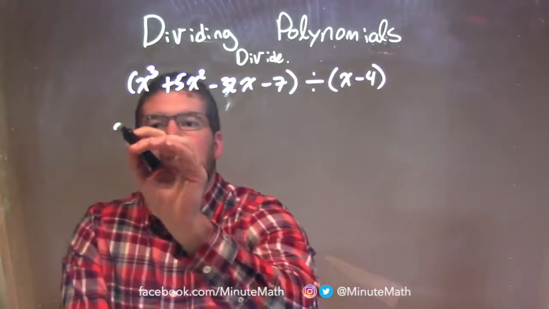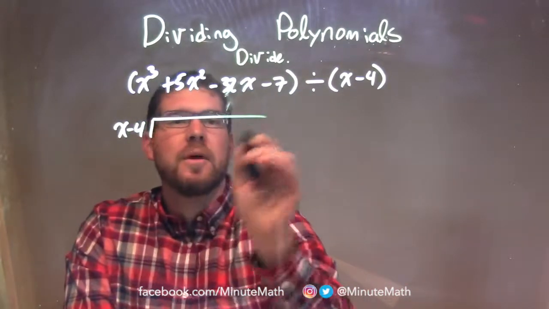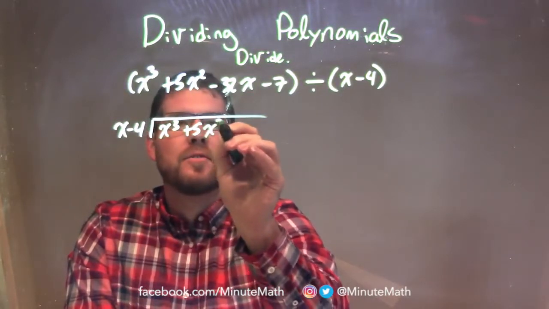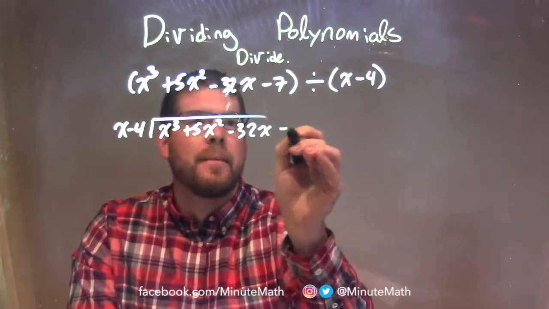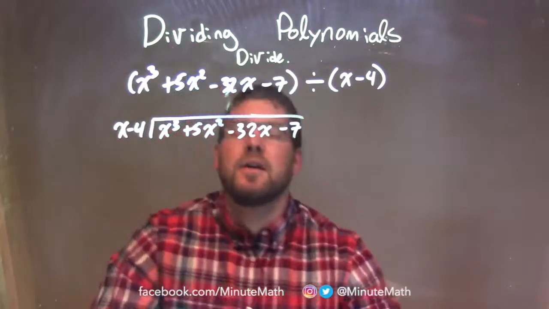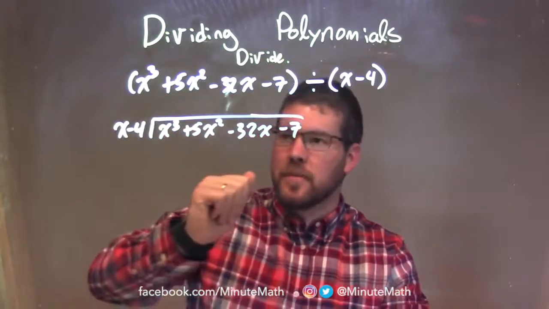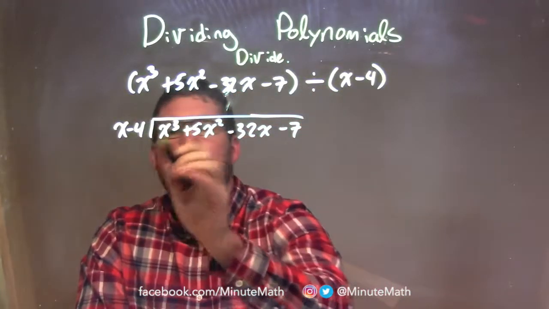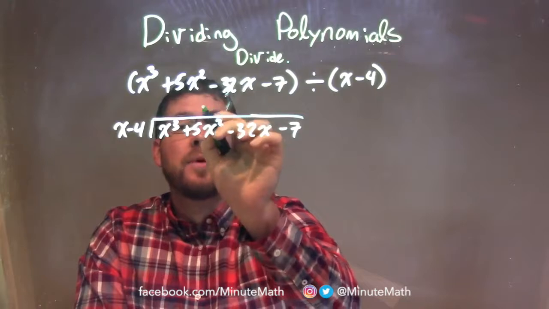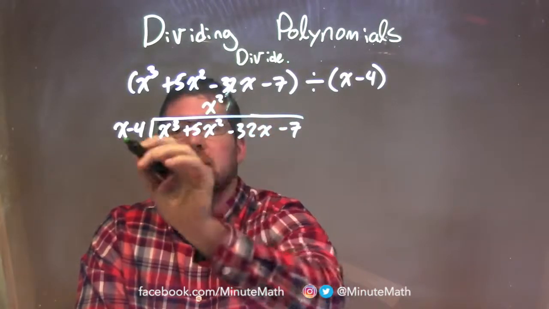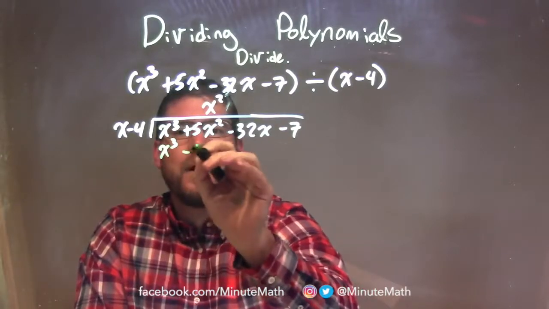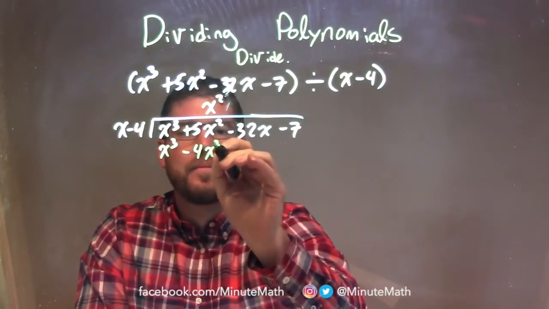So I'm going to take my x minus 4 right here. I'm going to go into my dividend, which is x to the third plus 5x squared minus 32x minus 7. Let's make that long division part longer. Okay. So now I'm going to ask the question to myself, what times x gives me x to the third? That's x squared. So I have x squared times x is x to the third. X squared times a minus 4 is a minus 4x squared.